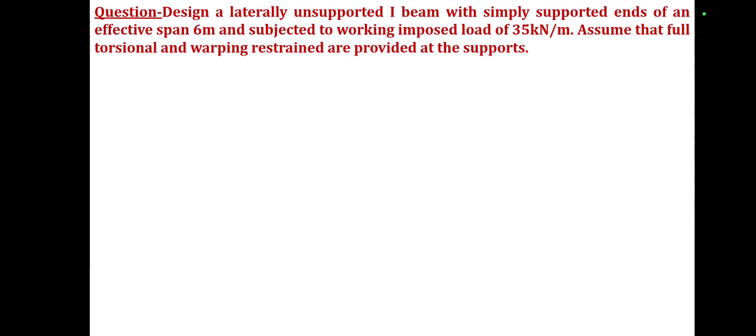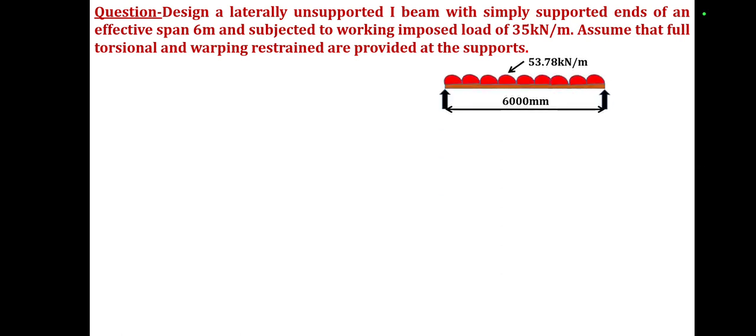So, this is our statement. Question: design a laterally unsupported I section beam with simply supported ends of an effective span 6 meter and subjected to the working imposed load of 35 kilonewton per meter. Assume that full torsion and warping restraints are provided at the support.